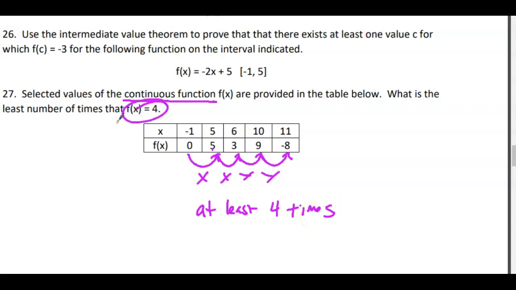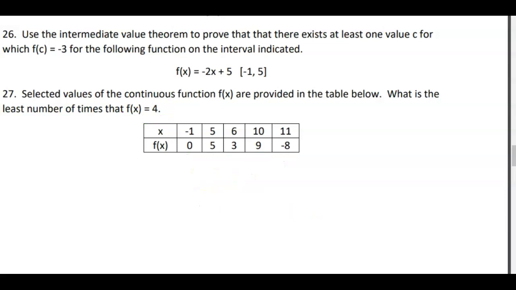And mind you, it could have been more. It could have crossed 4 multiple times on its path from 0 to 5, but it had to do it at least once, we know. That's your IVT theorem here.